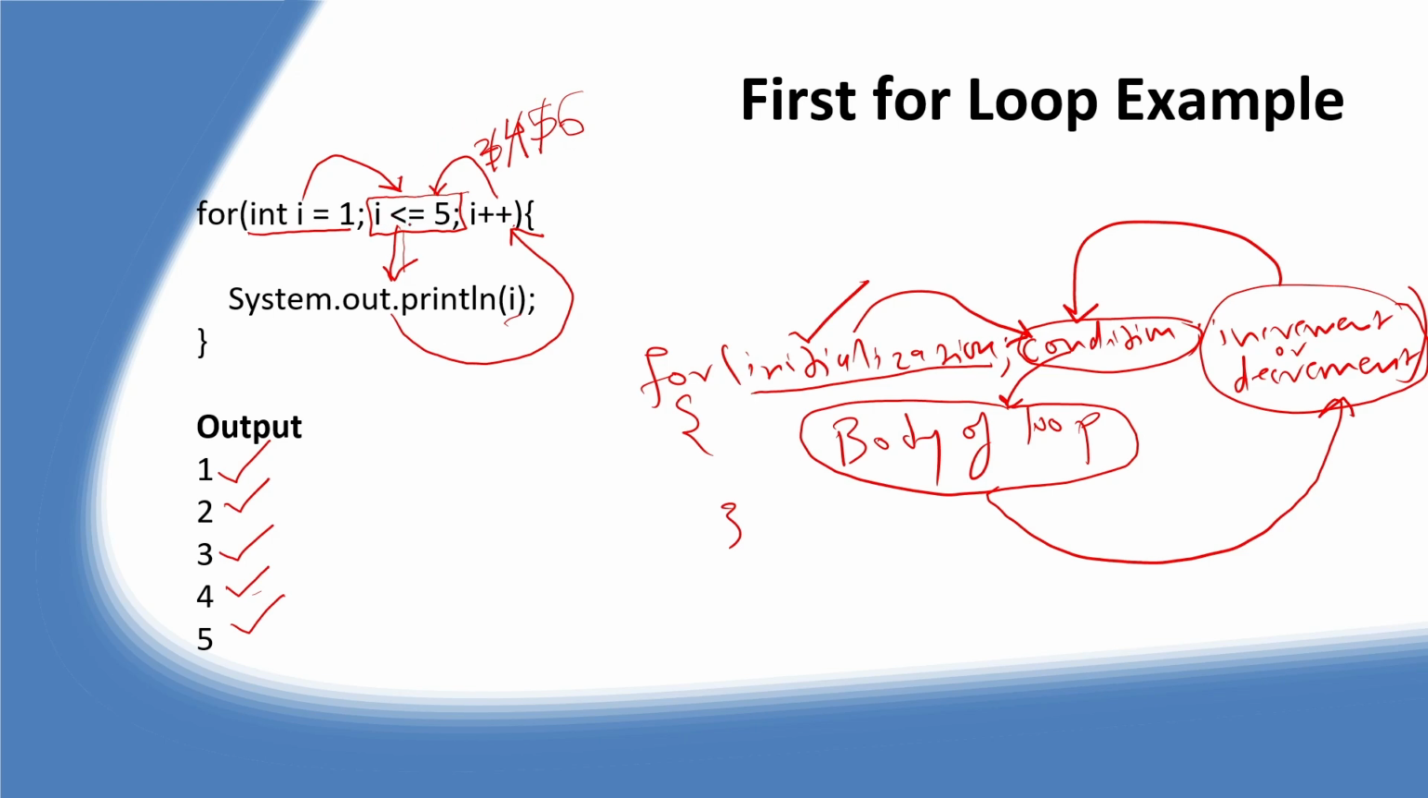So 6 less than or equal to 5. Is this condition true? No. This condition 6 less than or equal to 5 is not true. So it will come out of loop, and from condition check it will directly come out of loop. It will not execute body.